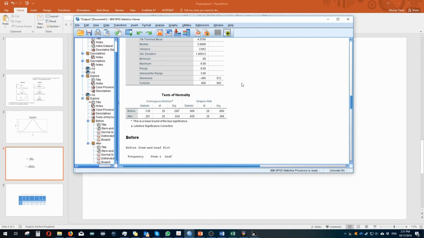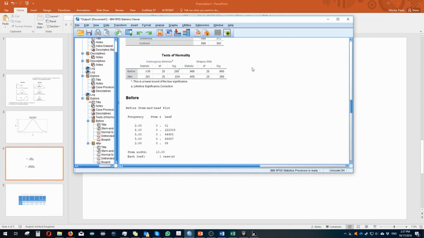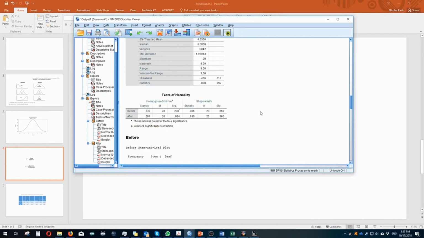As you can see, we have a sample size of 20 for each of the conditions, before and after, so we would focus more on the Shapiro-Wilk test, and sig is much greater than 0.05, and therefore we can assume that this data fits within the boundaries of a normal distribution. Okay, so that's the other way of doing the test of normality, but again, both are important and you need to know how to do both.